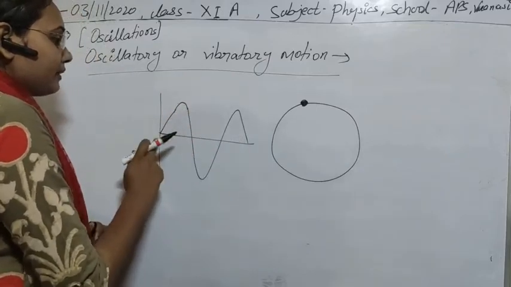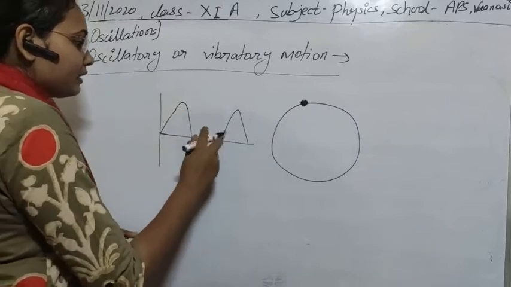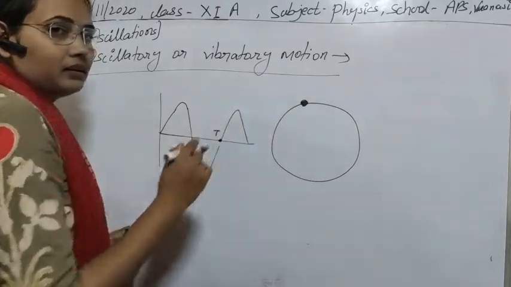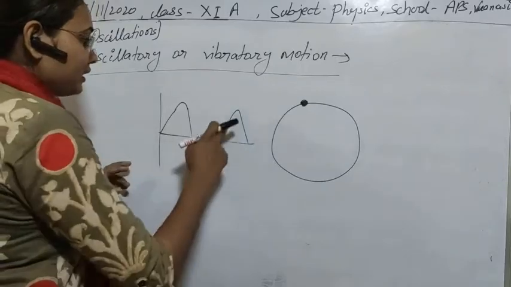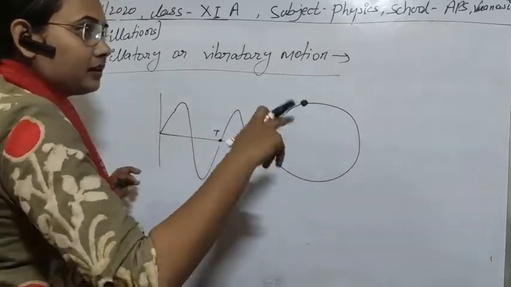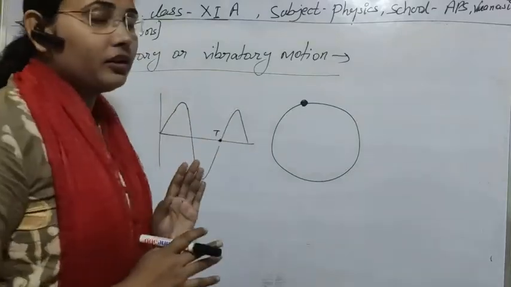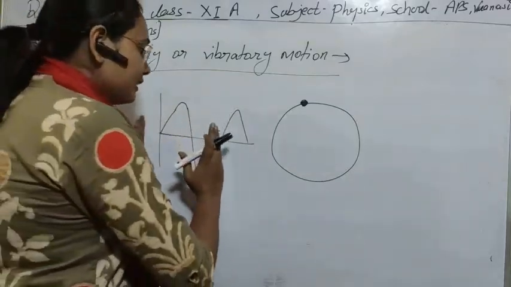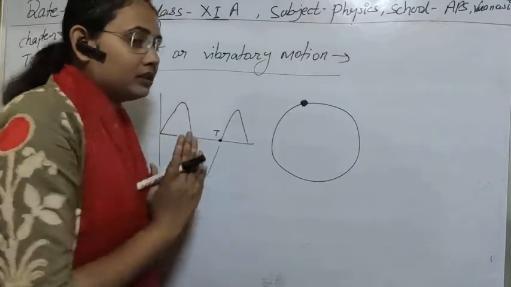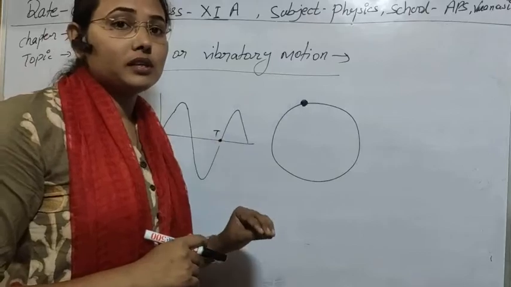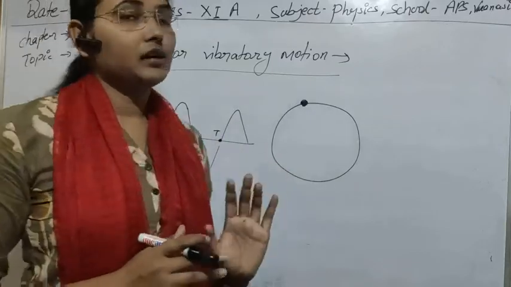In the case of sine waves, we can see that after a certain interval of time, it is repeating its motion. The motion repeats all the time, so that's why it is also known as periodic motion. After time t, or after 2 pi rotation, it again comes to its original position.